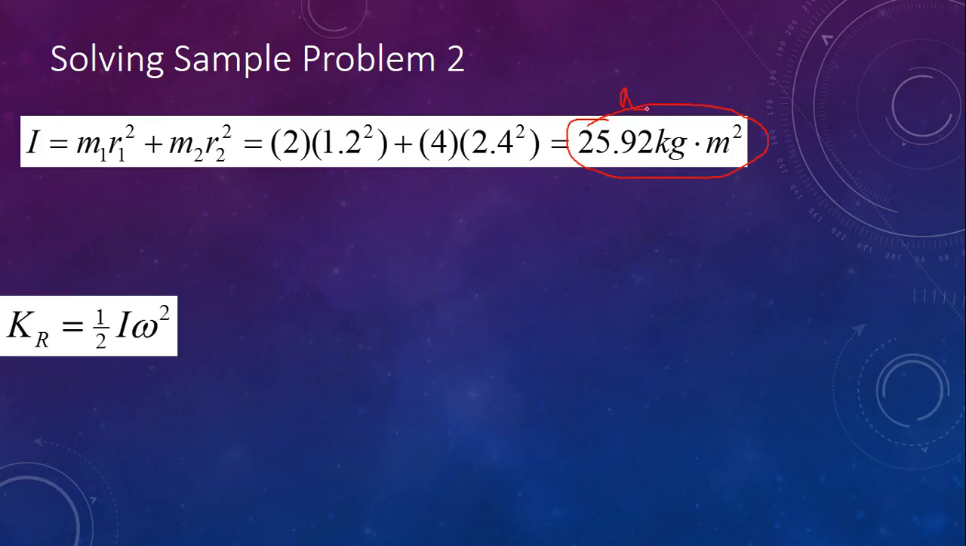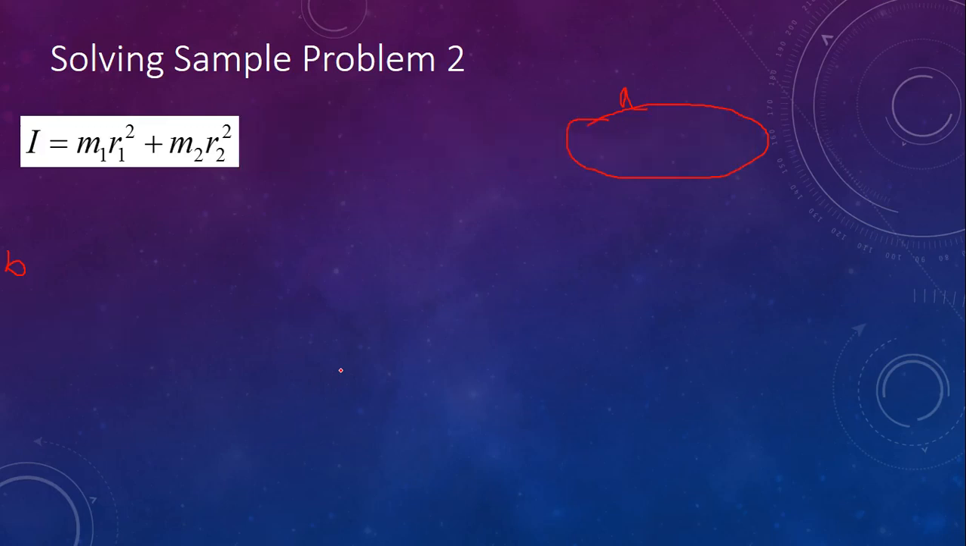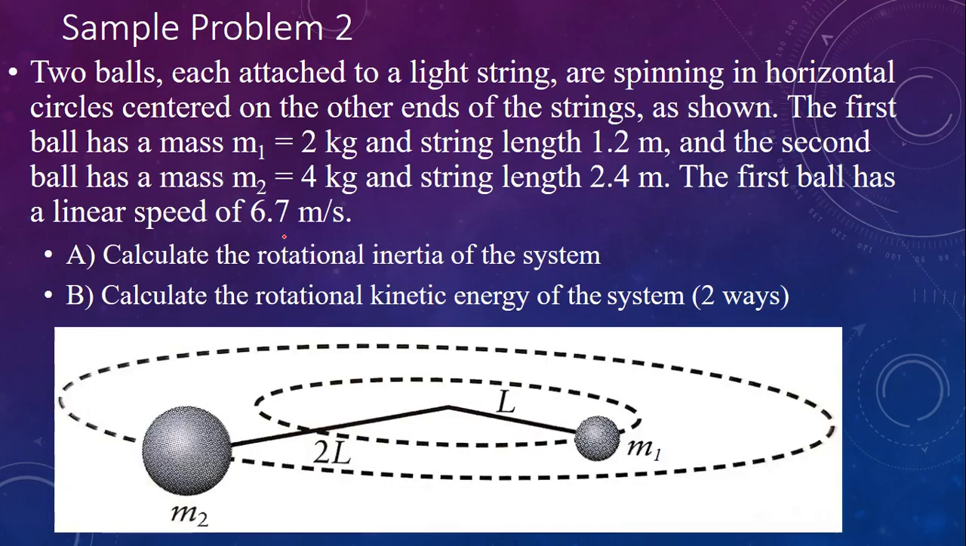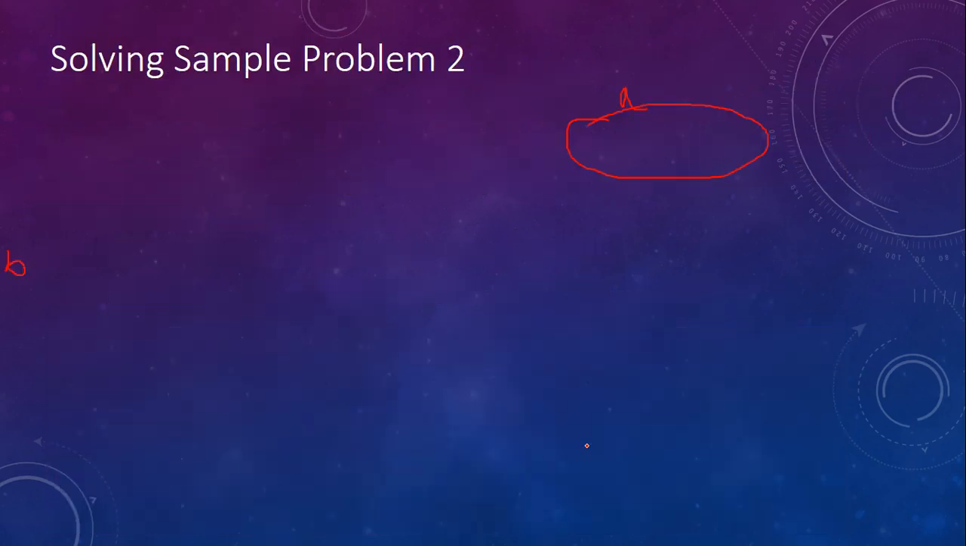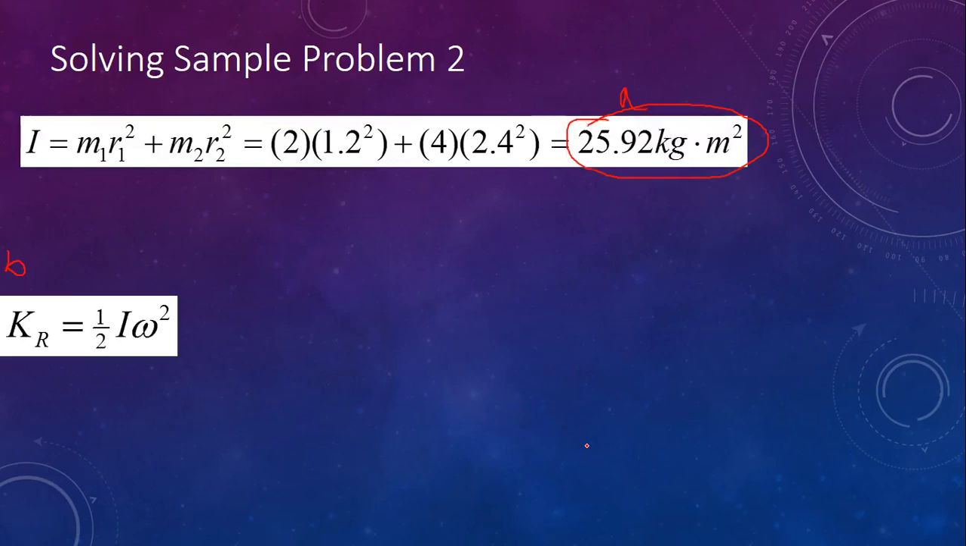Now we also want to find the rotational kinetic energy, and this is for part B. So now that we have the moment of inertia, it's pretty easy to plug that in there. But remember that this just gives us the linear speed at this point. So we need to find omega, or the angular speed. So the angular speed is going to equal v over r.